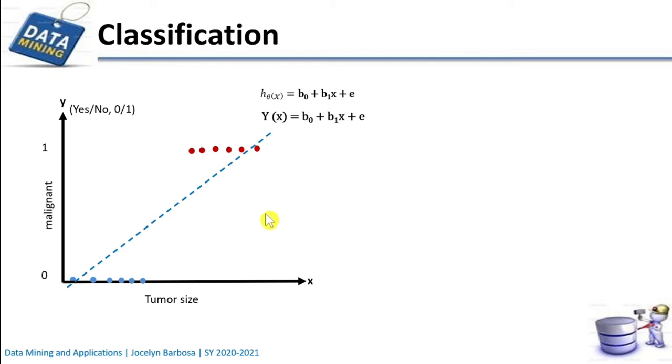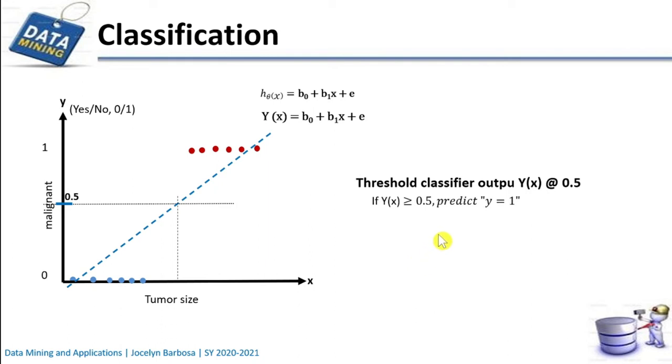If we want to make a prediction, one thing we could do is to threshold the classifier output y of x, or h theta of x, at 0.5, that is, at the vertical axis value y, our target variable. If the hypothesis outputs a value that is equal to or greater than 0.5, we predict y is equal to 1. Otherwise, we predict y is equal to 0, that is, lesser than our threshold of 0.5.